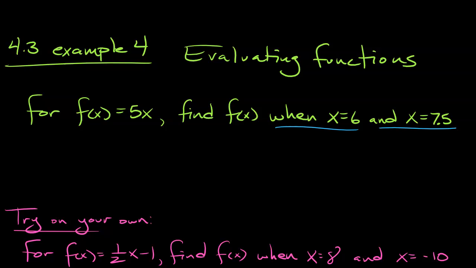So what you're going to do is you're given an equation to use. And we're going to kind of just make like a tiny table. So the x values we're asked to do are two different ones, 6 and 7.5. So it's kind of like two separate problems. So if x is 6, f of x would be 5 times 6, or 30.